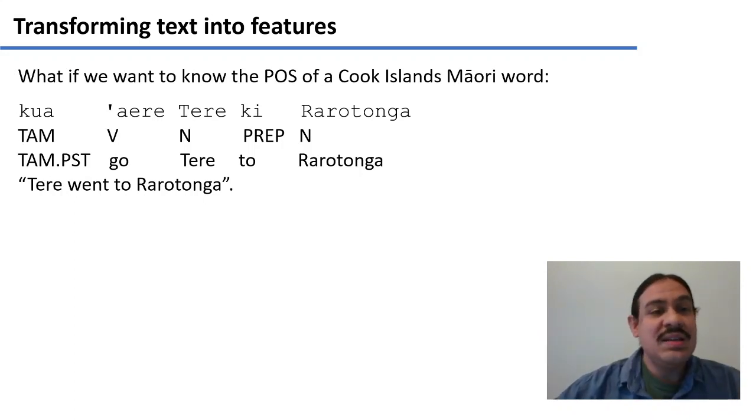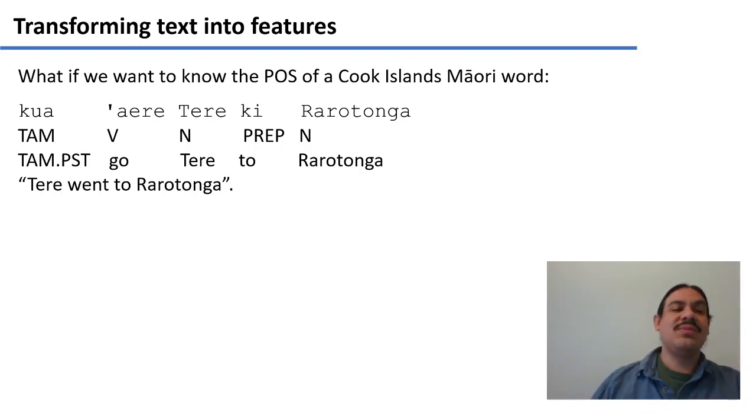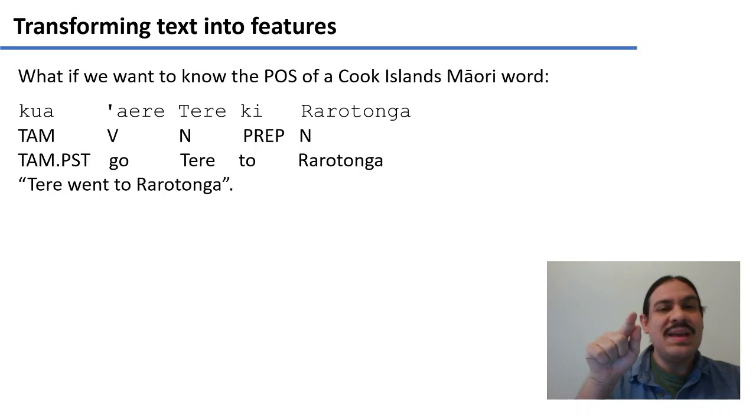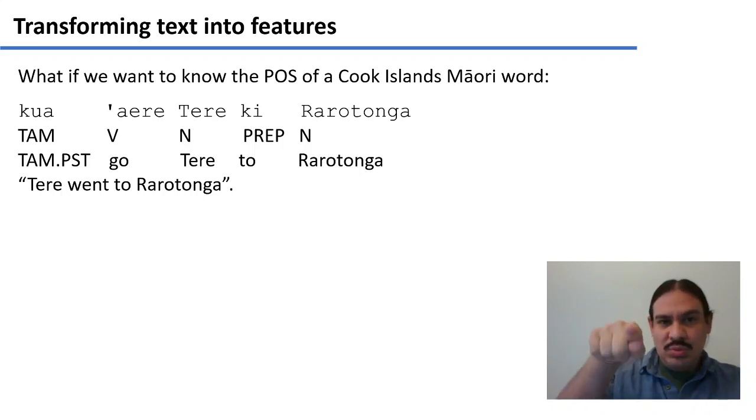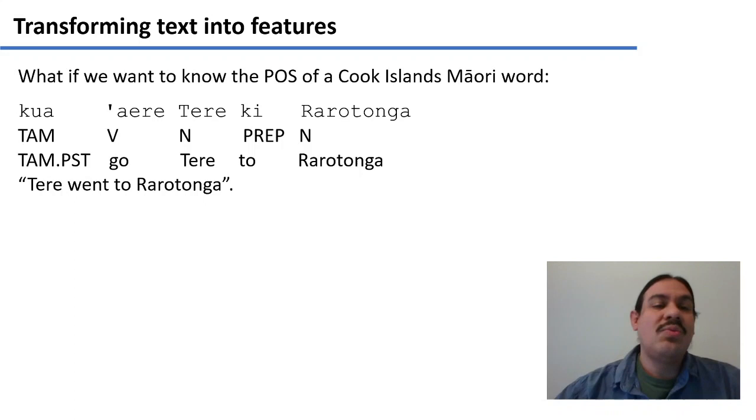So we have the sentence, Kua aere Tere ki Rarotonga. Tere went to Rarotonga. And we have the tense aspect marker as the first word, kua, to indicate that it's the past. Aere is the verb go. Tere is the name of someone. Ki is to, it's a preposition. And then Rarotonga is a noun because it's a place. Kua aere Tere ki Rarotonga: a tense aspect marker, the verb, the noun, a preposition, and a noun.